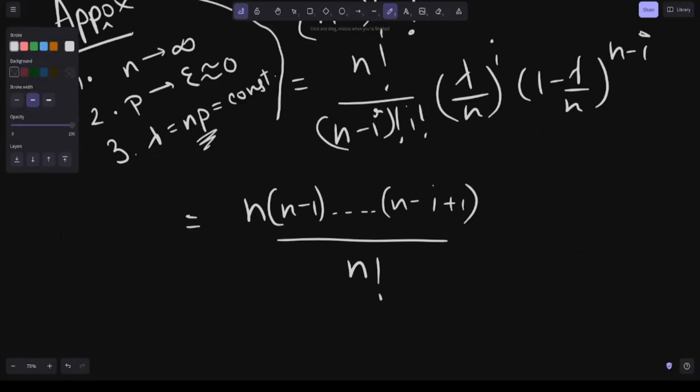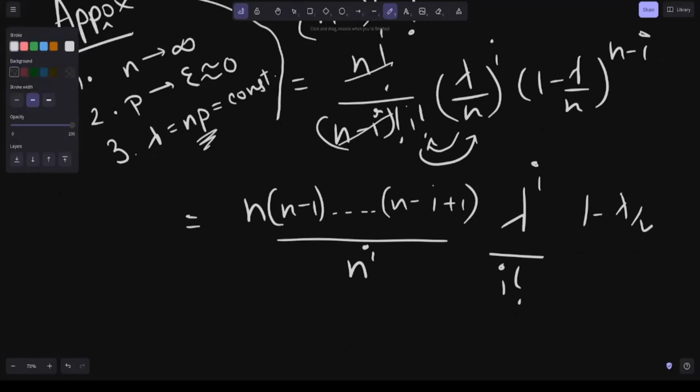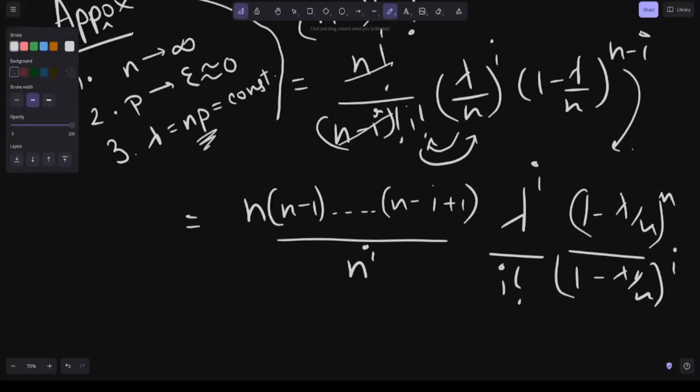So not n factorial, so n to the power i, I substitute this here by i factorial. I'm just exchanging this with this. Okay, and I just cancelled this with this, nothing else. And here it will become 1 minus lambda by n to the power n by 1 minus lambda by n to the power i. So it's just converting this to a simpler form.